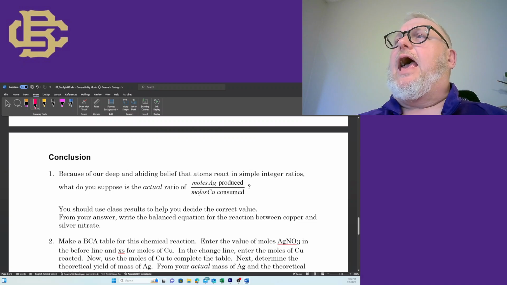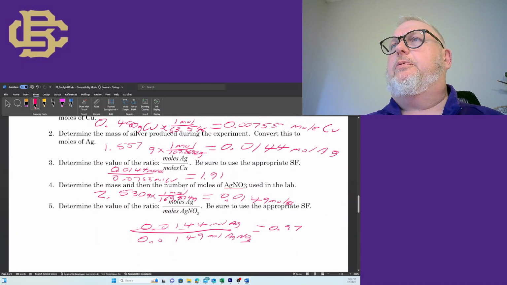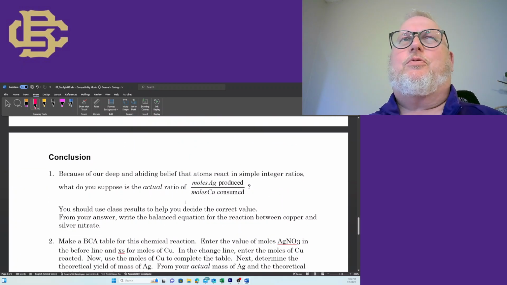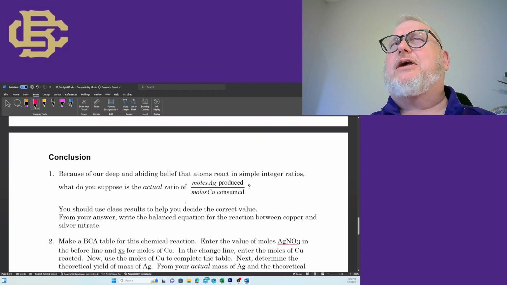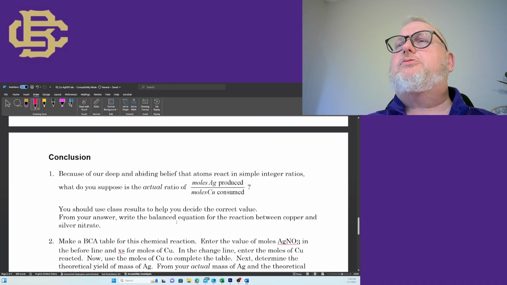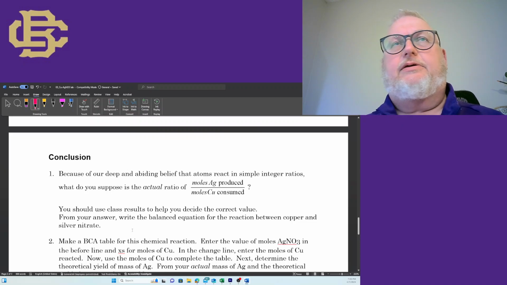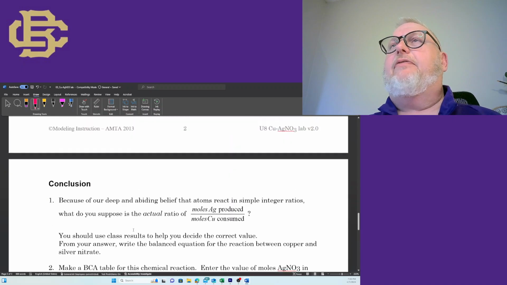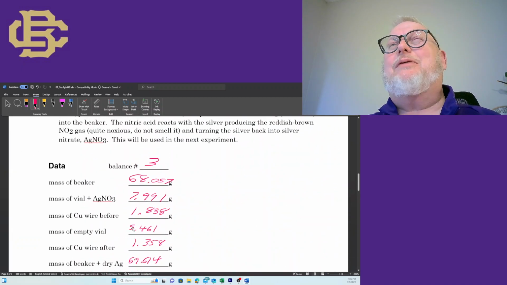So what do you think the actual ratio of moles of silver to moles of copper consumed is? We're going to do the averages of that, and we'll come up with that. But it's almost like a 2-to-1 ratio. Anyway, those are the numbers we're going to need. We're going to put these in a table in class, and it'll be pretty cool. We'll do our BCA table off that, and then we'll see what we got. And it looks like my numbers were pretty good.